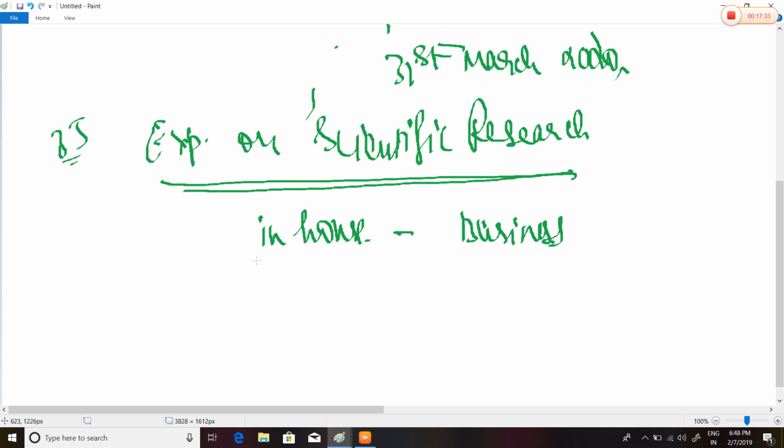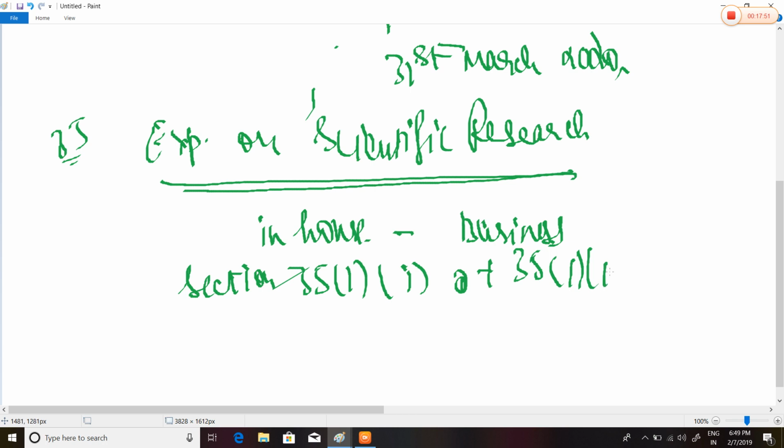What are the sections governing it? Section 35 subsection 1 clause first and section 35 subsection 1 clause fourth, read with section 35(2). Okay, I hope you got it.